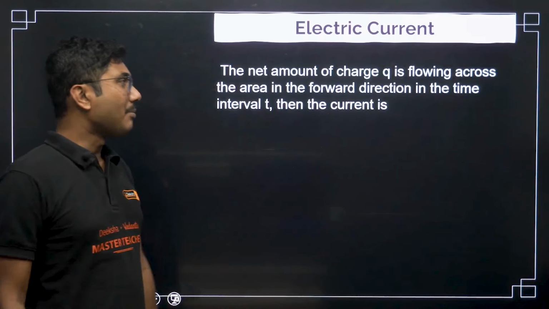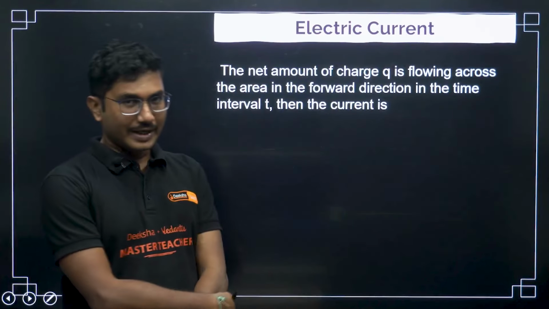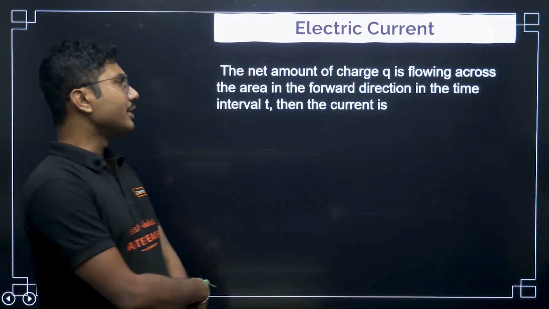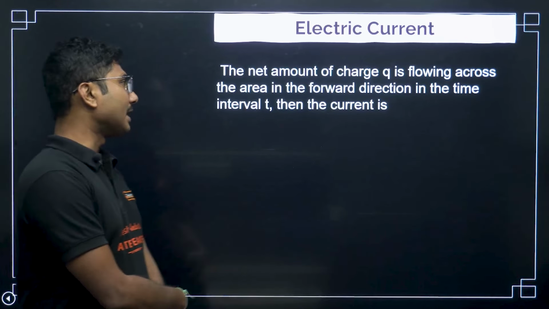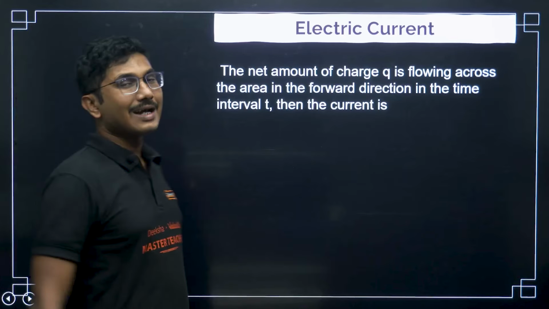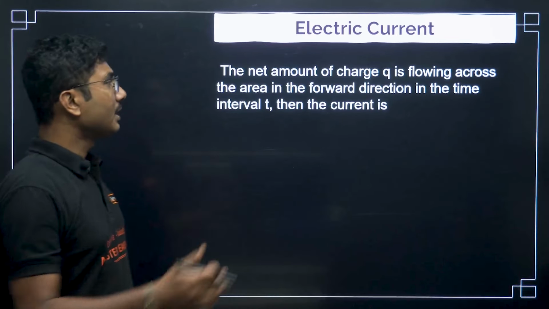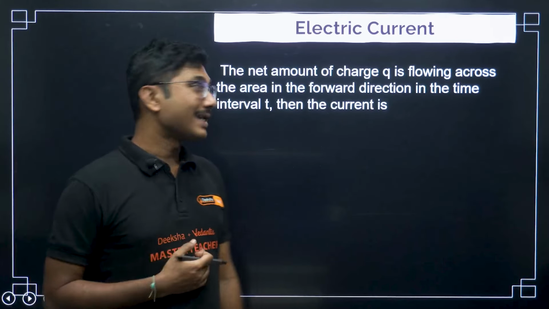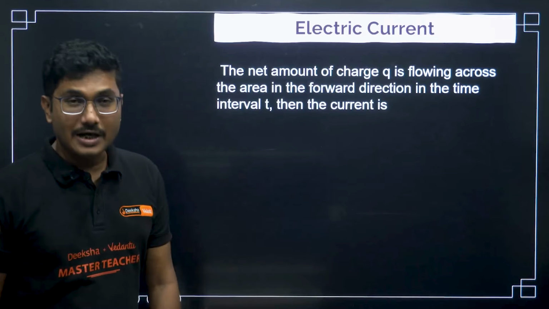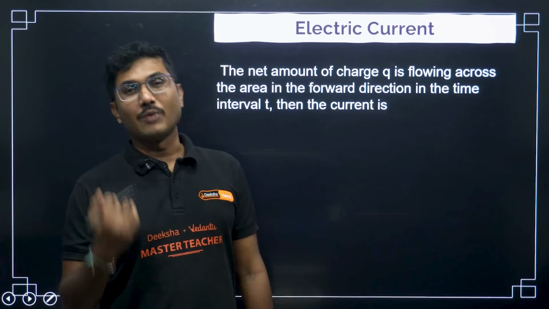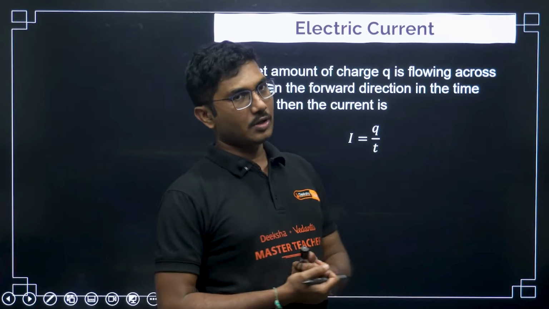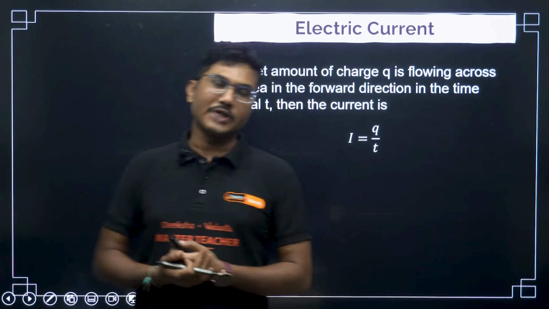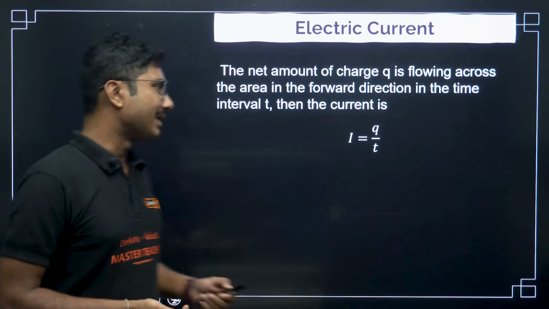So the net amount of charge Q is flowing across the area in the forward direction in the time interval t, then the current is Q by t. If the charge flowing in the forward direction in time t is Q, then current is basically defined by Q by t, right? So total amount of charge divided by time is current.